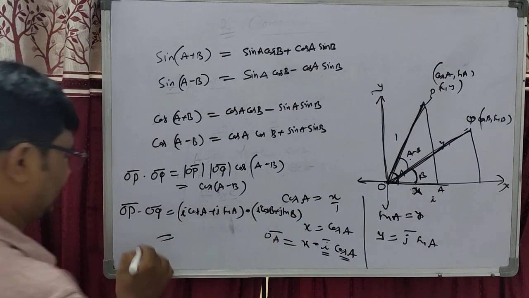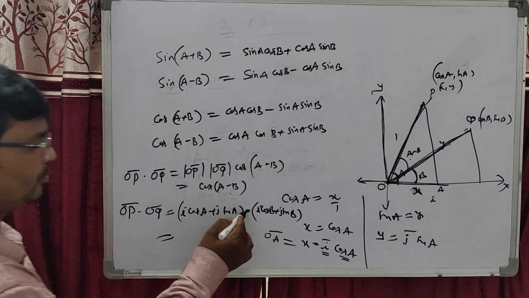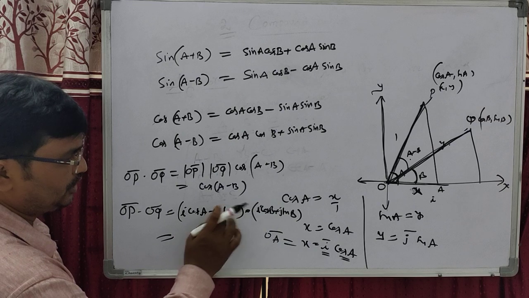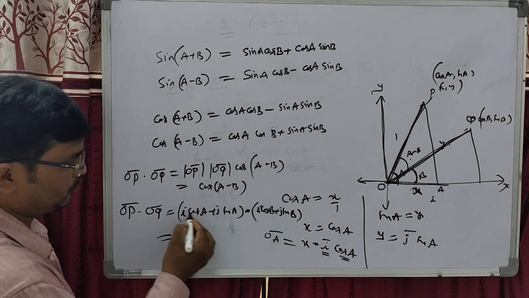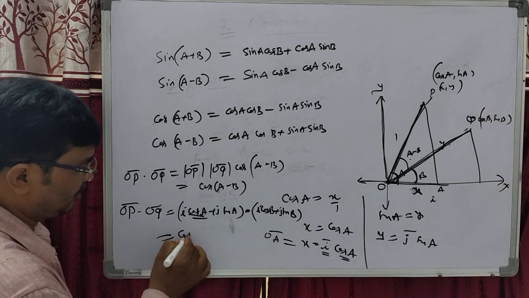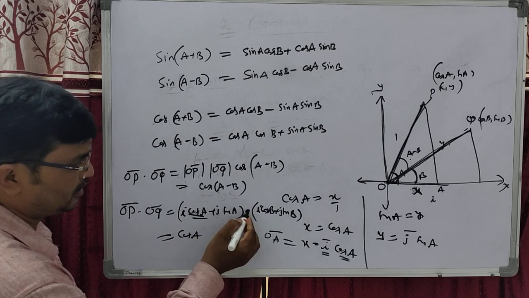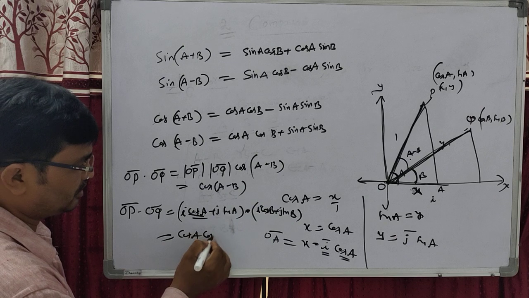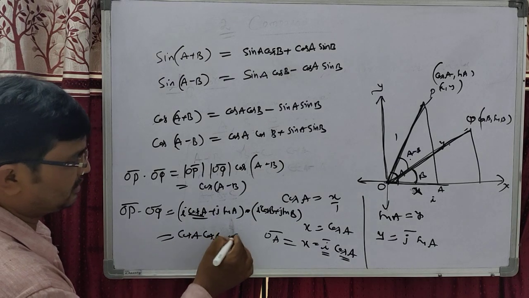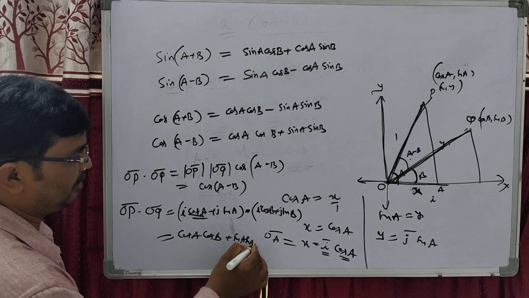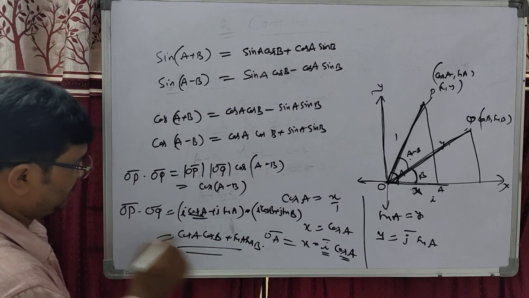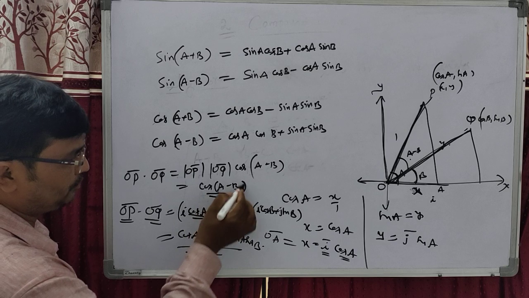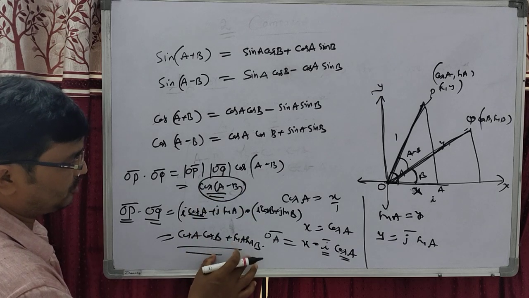Here, for their dot product, i dot i is 1, j dot j is 1, i dot j is 0, and j dot i is also 0. We multiply only i dot i and j dot j. That gives cos A cos B plus sin A sin B. This is OP bar dot OQ bar, and this is also cos of A minus B.